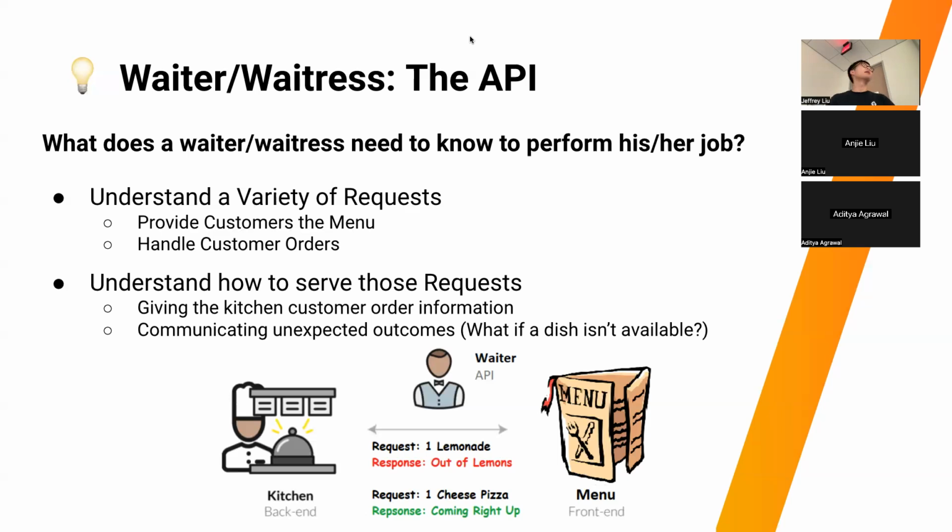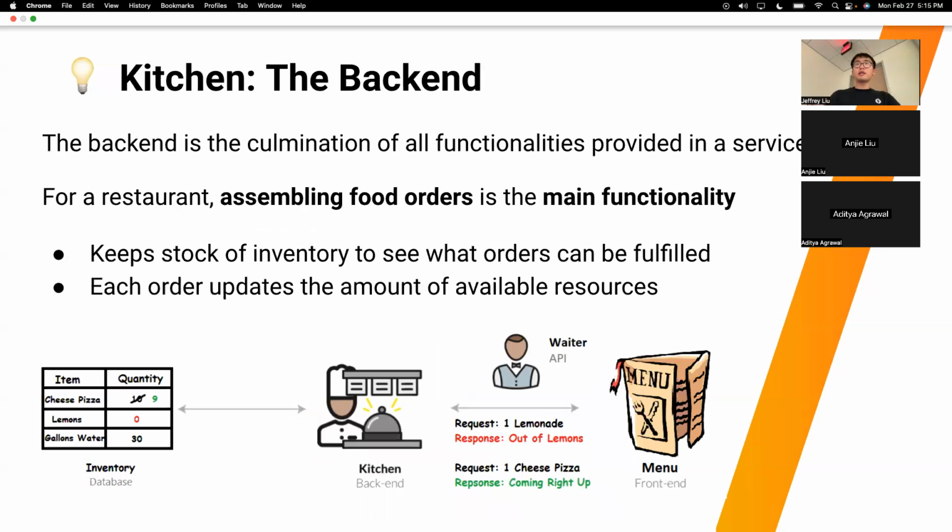It's very like the API knows that page just doesn't exist and will send you the proper page back. So it's very similar to how that works. And a waiter will also have to tell you, we're out of lemons, and order something else. So we like to think about the kitchen as the backend.